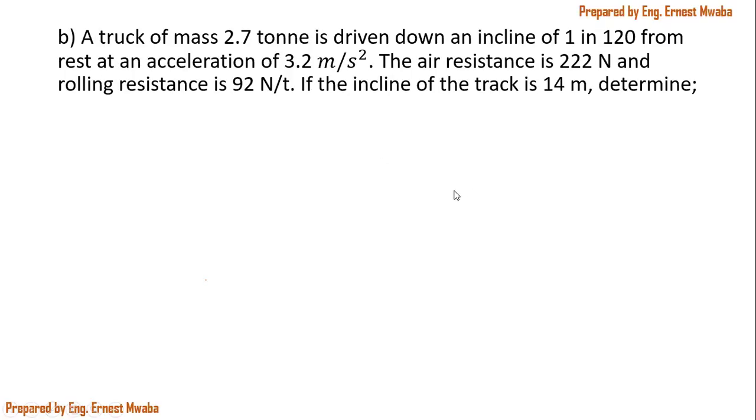So here's a question that we're going to apply. It says, we have a truck of mass 2.7 ton driven downhill at an incline of 1 in 120 from rest at an acceleration of 3.2 meters per second squared. The air resistance is 222 newtons and rolling resistance 92 newtons per ton. If the length of the incline is 14 meters, determine the tractive effort and the work done, just those two.